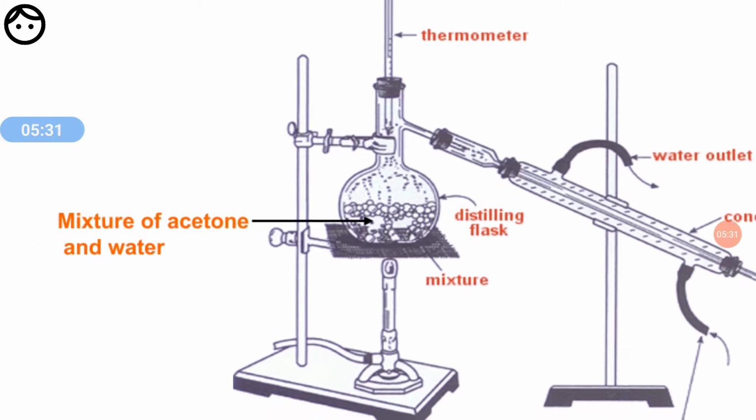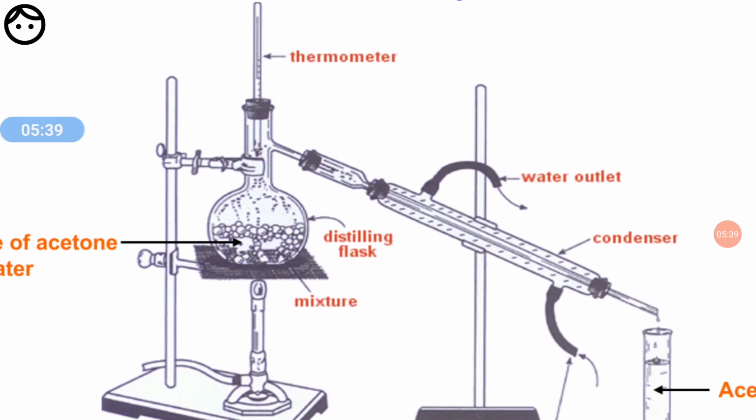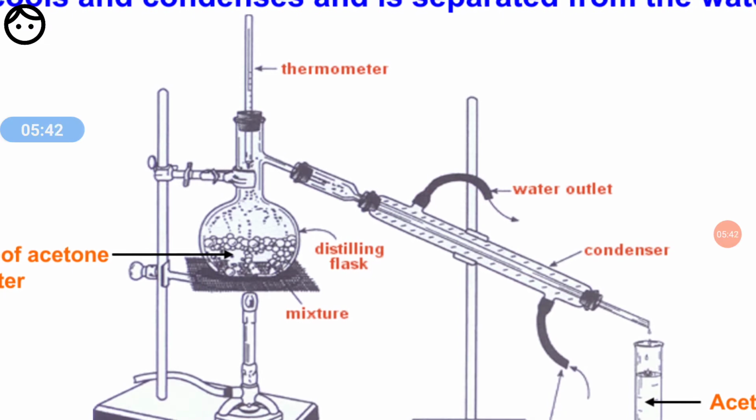Now take the mixture of acetone and water in this flask. Start heating this mixture with the help of a Bunsen burner. As acetone has a low boiling point, it starts boiling first. Then its vapor gets collected here, and this vapor passes through the condenser tube. You are able to see the boiling acetone passing through the tube.